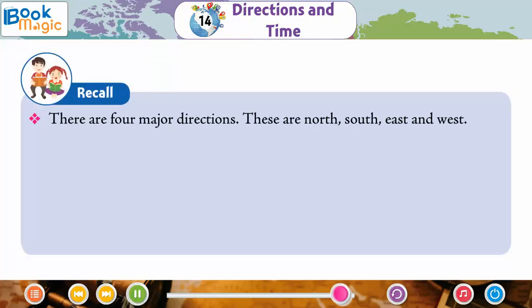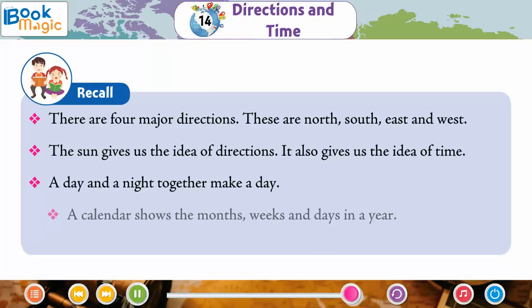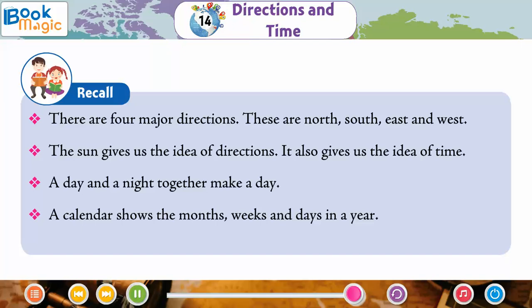Recall. There are 4 major directions. These are north, south, east and west. The sun gives us the idea of directions. It also gives us the idea of time. A day and a night together make a day. A calendar shows the months, weeks and days in a year.